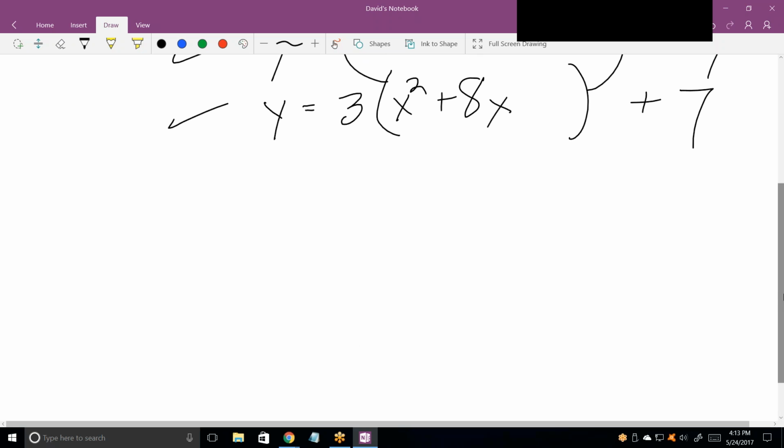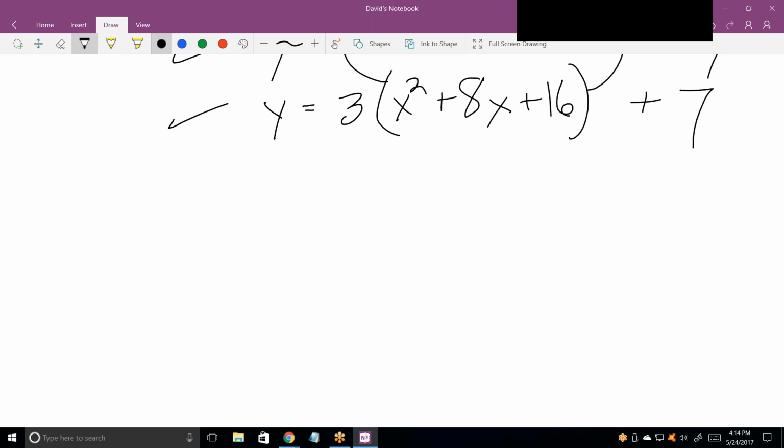So how do I complete the square inside the parentheses? Do you have to factor out an x? No, that's not the way you complete the square. You complete the square by taking half of the coefficient of the x term, squaring it. Coefficient of the x term is 8. I'm going to take half of 8, which is 4. I'm going to square it, and I'm going to write a 16 right there.